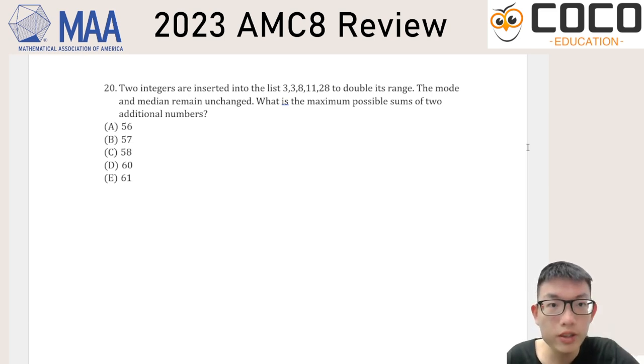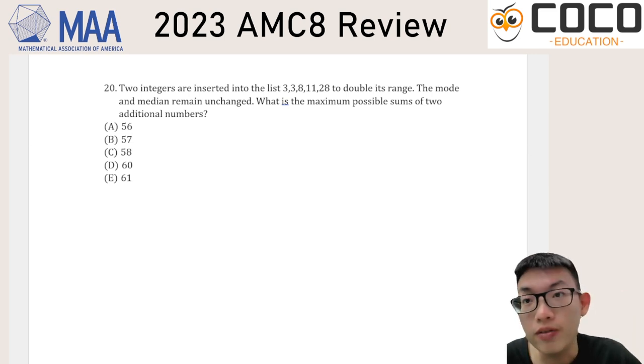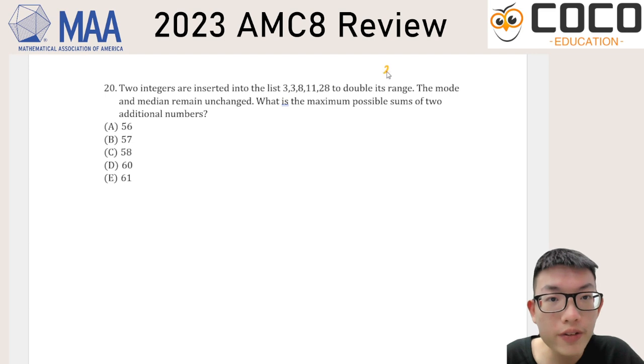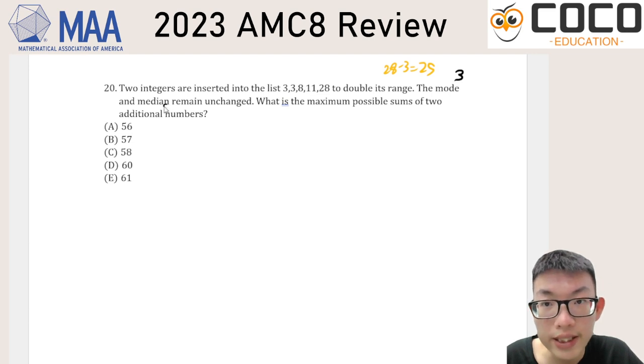Okay, so we need to first get all the named entities noted down. The range is currently 28 minus 3, which is 25. The mode is currently just the one that's repeated, which is 3. And the median is just the one in the middle, which is currently 8.